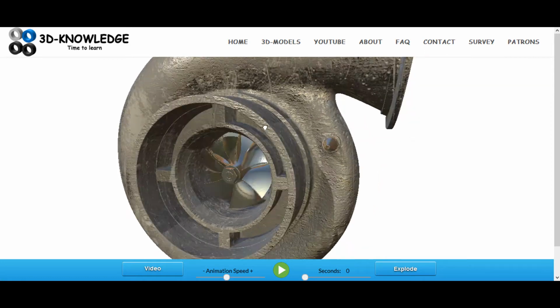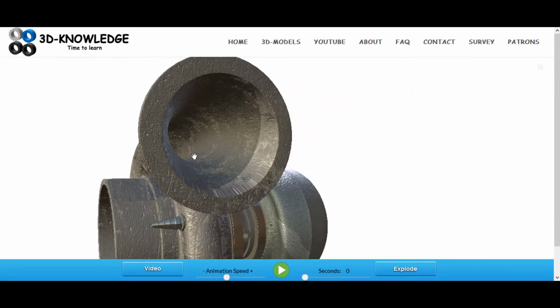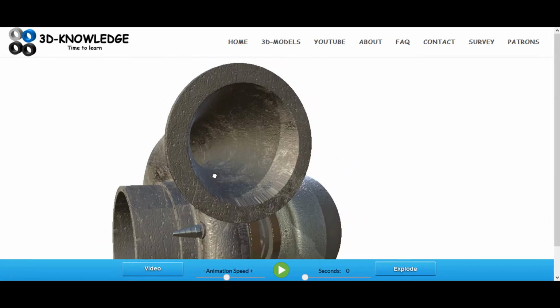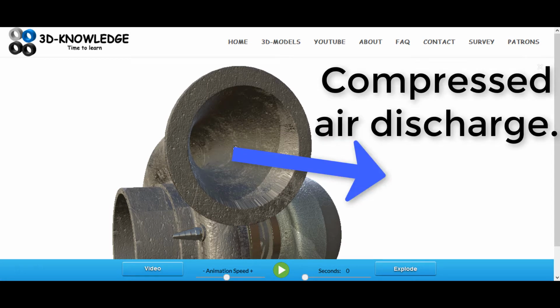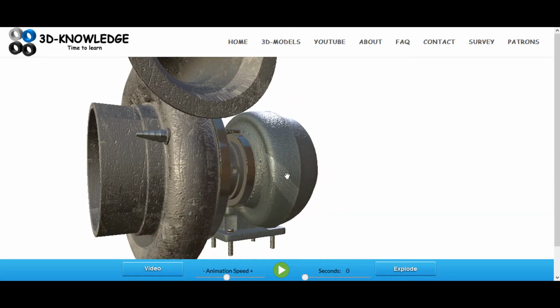Then it's discharging air at a higher pressure from here. So we're drawing air in to this hole and we're discharging air out of this hole. And the pressure coming out is higher than the pressure going in. And this is why the compressor is called a compressor, because it increases the pressure.